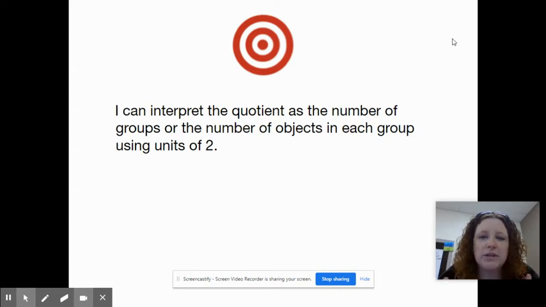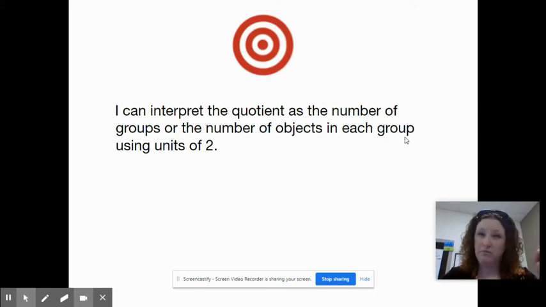We want to be able to explain the answer to a division problem no matter whether it's talking about the number of groups that we have or how many objects are in each group. So that is our main goal today. So we're going to look at some tape diagrams and some arrays to solve division problems.